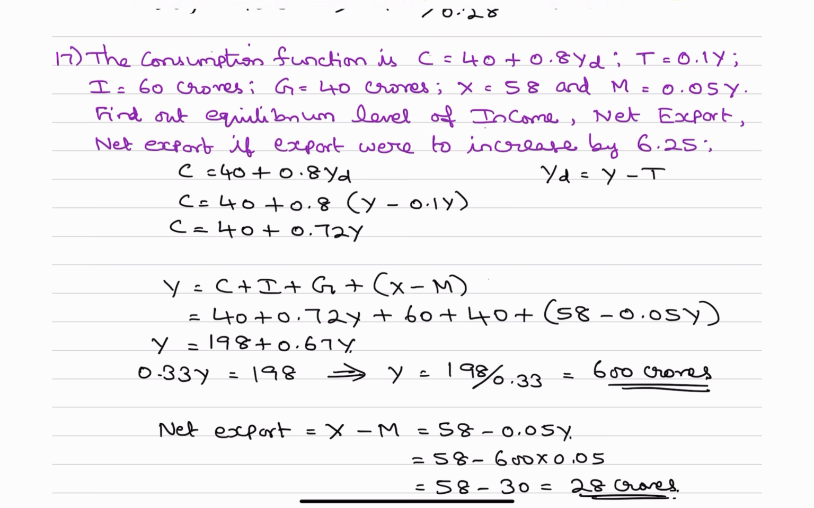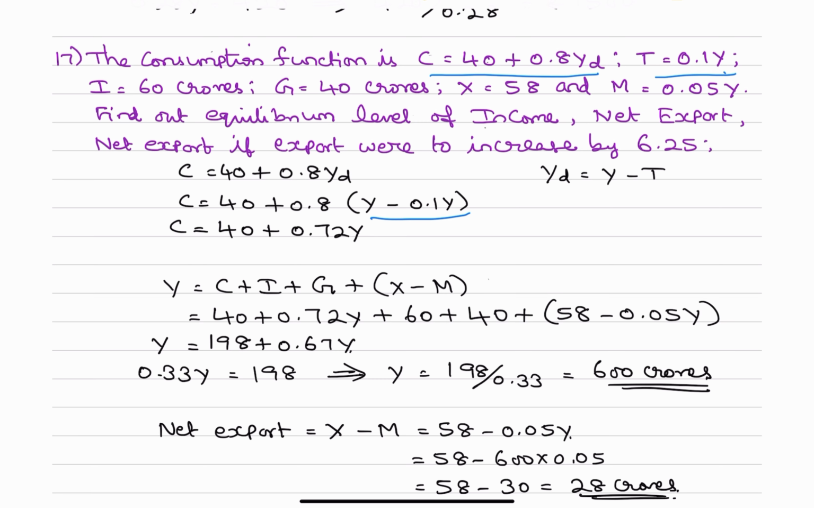Here the consumption has been given as a function. So C is equal to 40 plus 0.8 yd. Yd is nothing but y minus t. T is given as a function. So for yd we are substituting y minus 0.1 y. Simplifying this, we get C is equal to 40 plus 0.72 y.